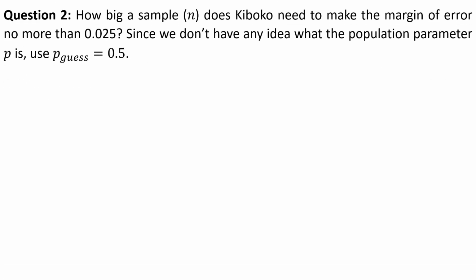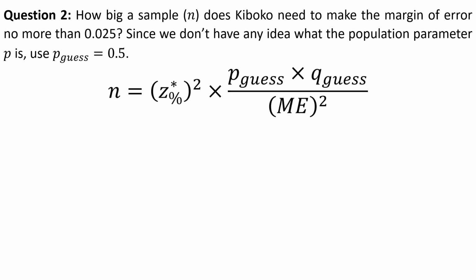The next question is about the sample size. It says, how big a sample does Kiboko need to make the margin of error no more than 0.025? And so here we use that equation for sample size. So that Z star, that's just the critical value, which depends on the level of confidence. The P guess is your best guess at what the probability of success is, and ME in the bottom there is your margin of error.